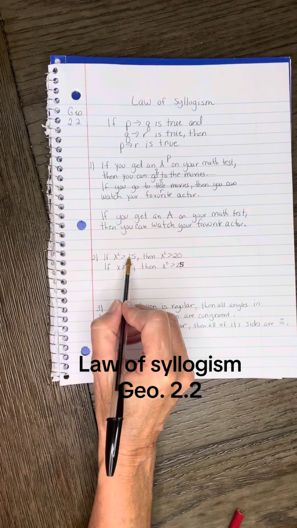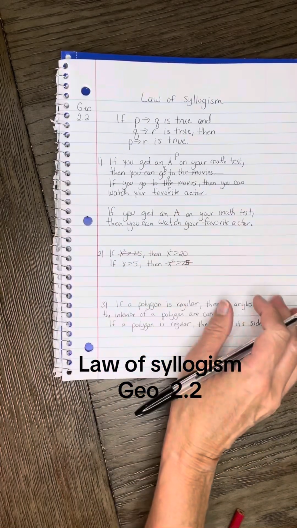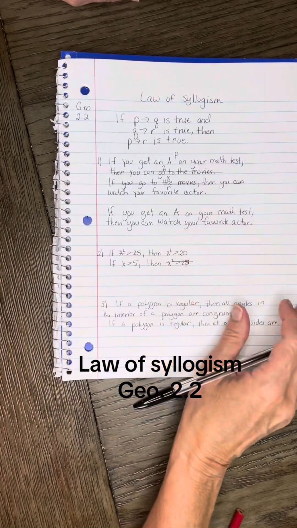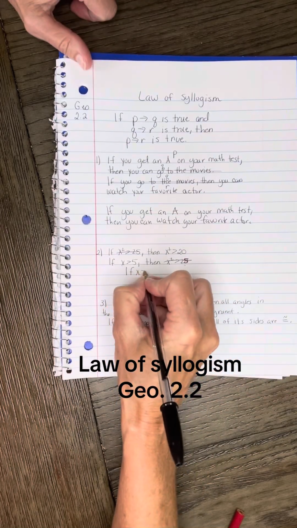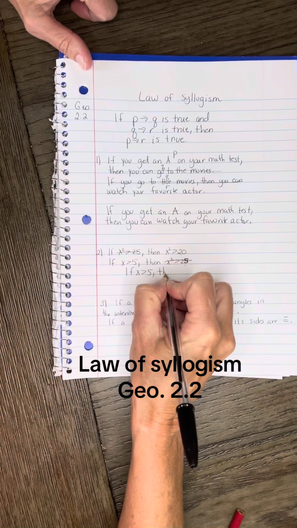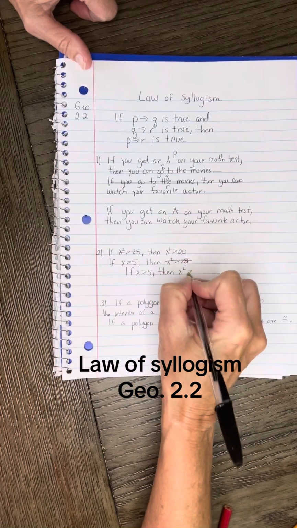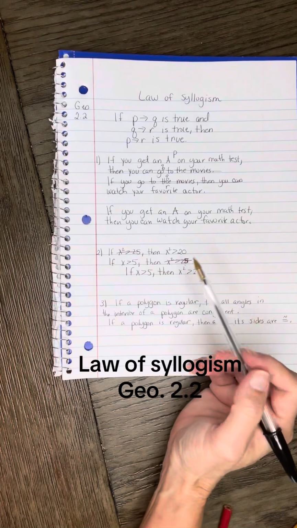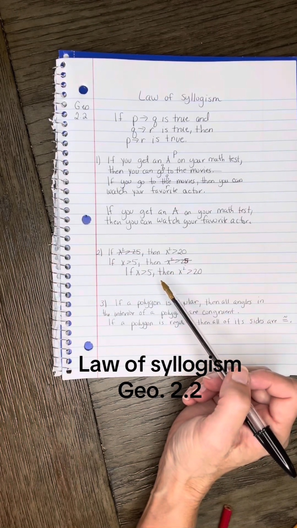And the order in which those statements are given doesn't affect whether or not you can use the law of syllogism. But since this part is written twice, I can mark those out, and my conclusion would be if x is greater than 5, then x squared is greater than 20. I'm going to put those together right there using the law of syllogism.